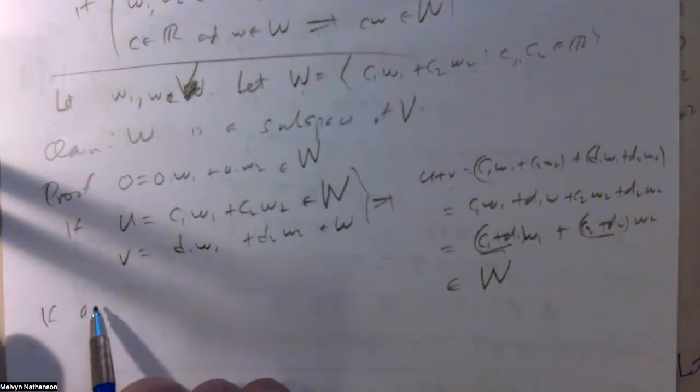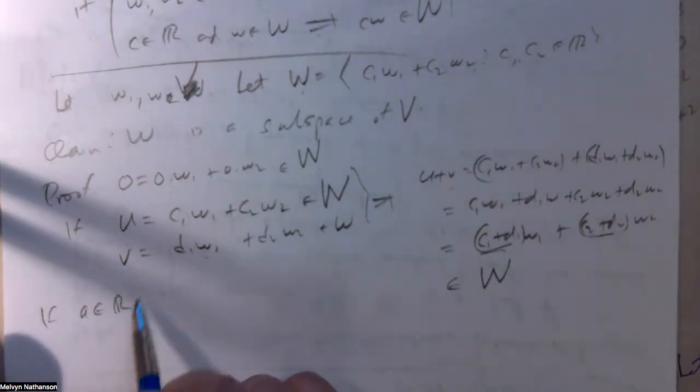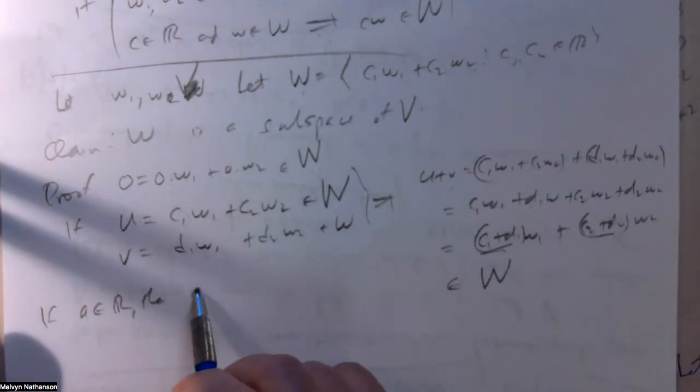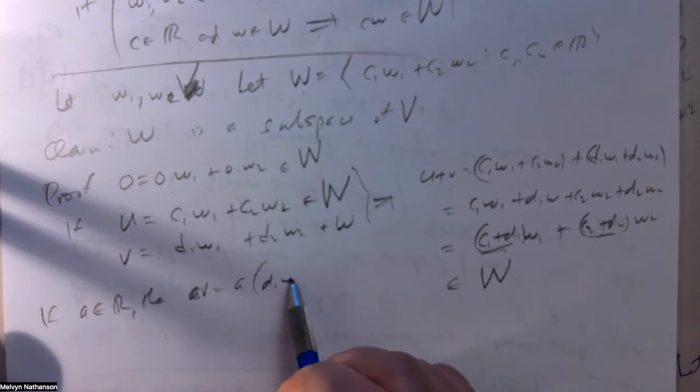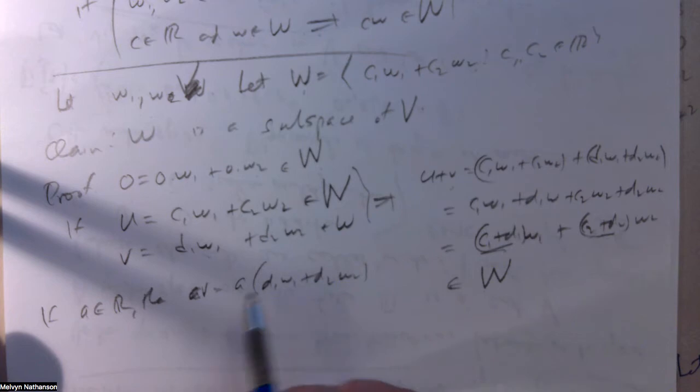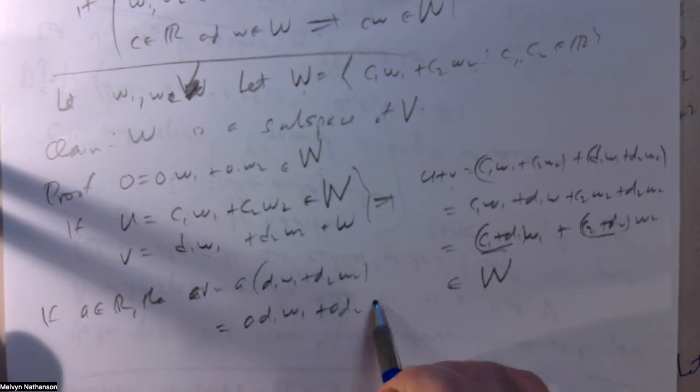And if A is any scalar, then let's say A times V, that's A times (D1W1 plus D2W2). That's A D1W1 plus A D2W2.